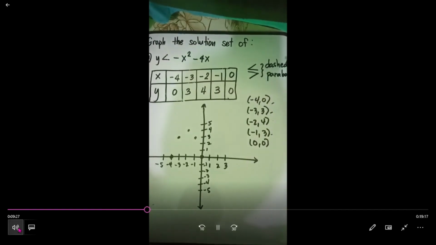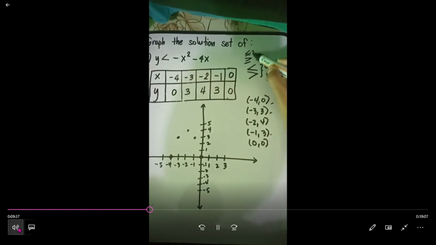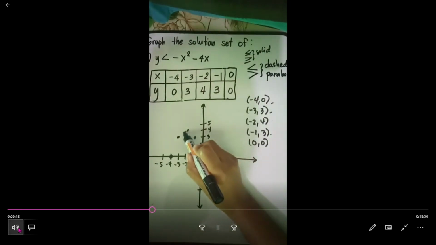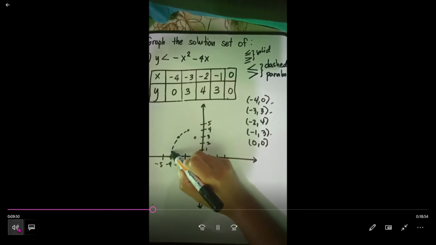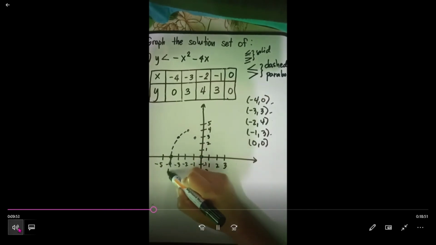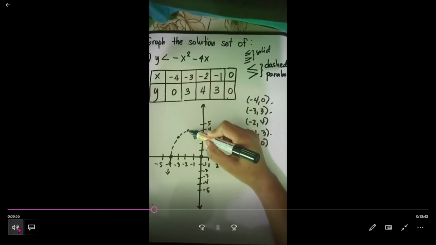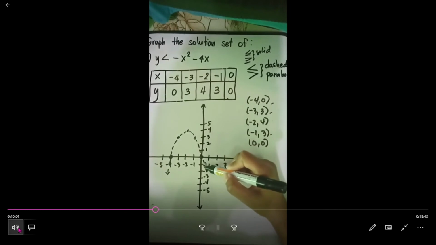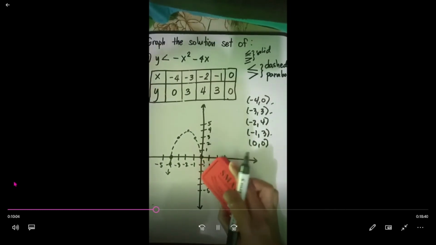While if your inequality that is used is less than or equal or greater than or equal to symbols, you're going to make use of solid parabola. Solid yung parabola natin. So, since less than symbol yun, broken line or dash parabola ang gagamitin natin. Okay. Erase na natin to para makita.